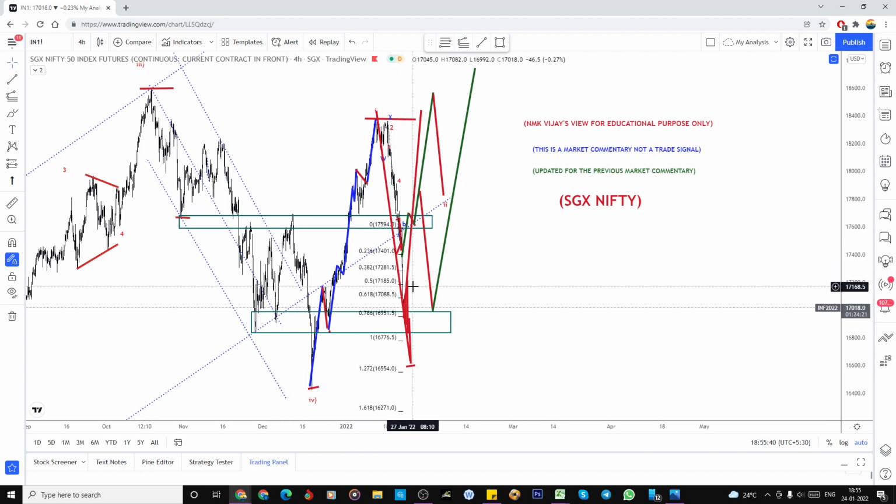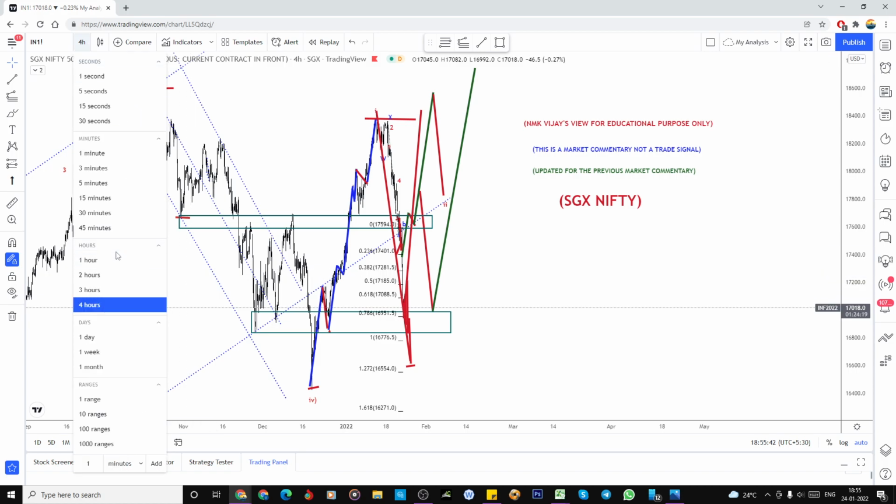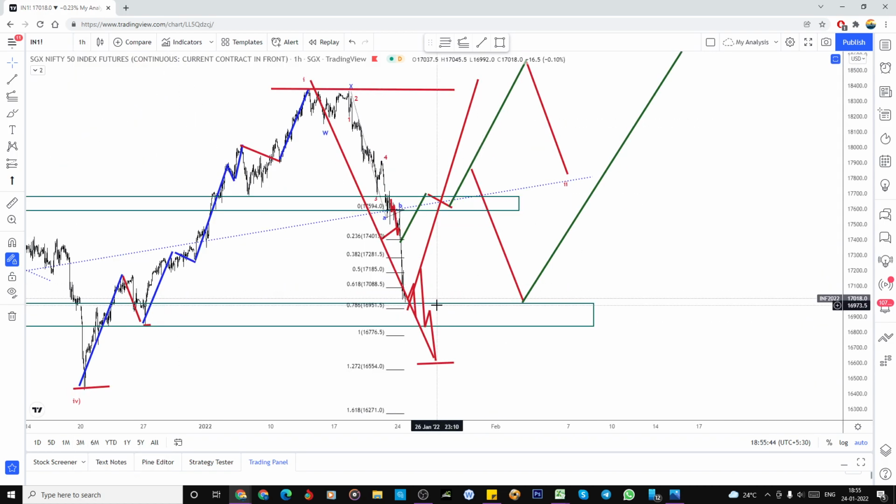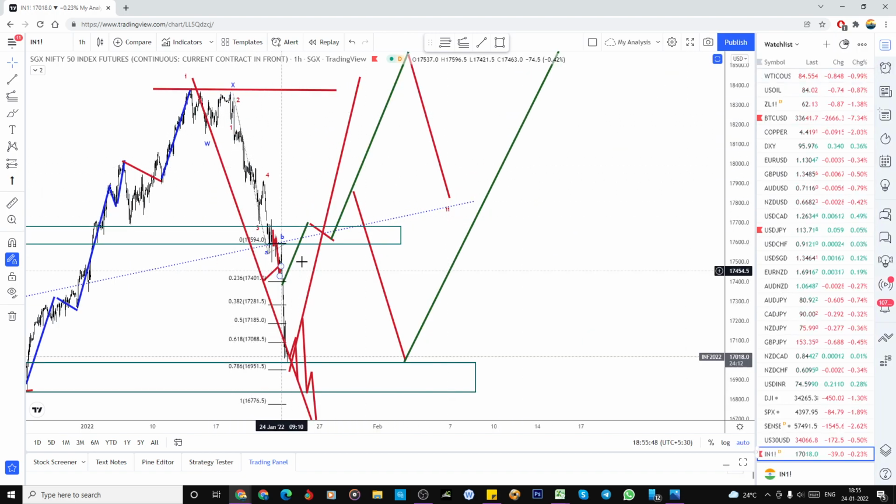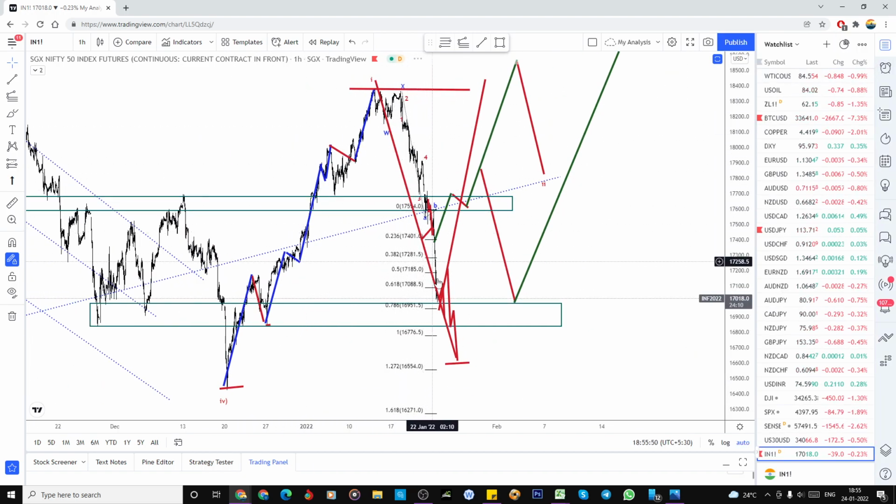Wait for the corrections to complete as I have explained now. So wait for this correction to end. And the second wave, as I explained, only in the second wave will it be the zigzag.